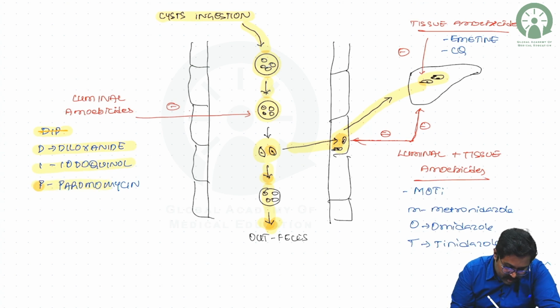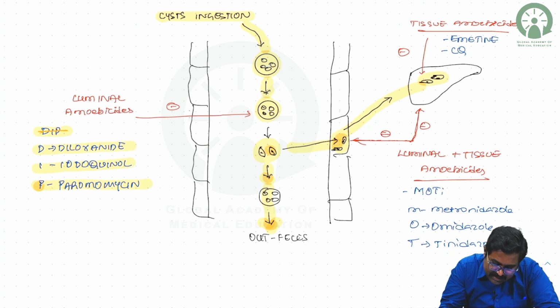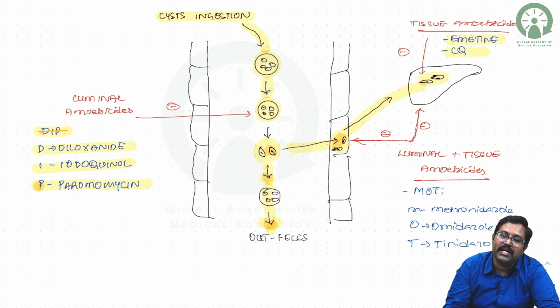And if it is in the tissue, what are the examples? We have emetin as well as chloroquine. Emetin and chloroquine are the tissue amoebicidal agents. What about the drugs which have activity against both the luminal as well as the tissue? We have MOTI. So MOTI, what will it do? They will eat from everywhere. These drugs will attack the lumen, they will attack the tissues. That's why they become MOTI.